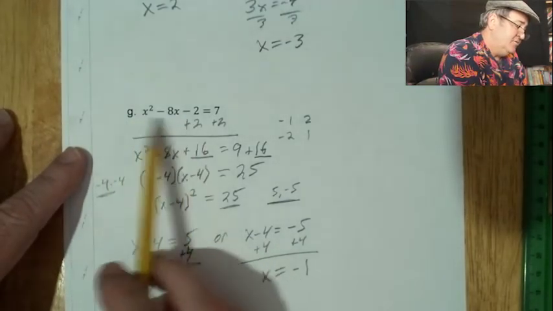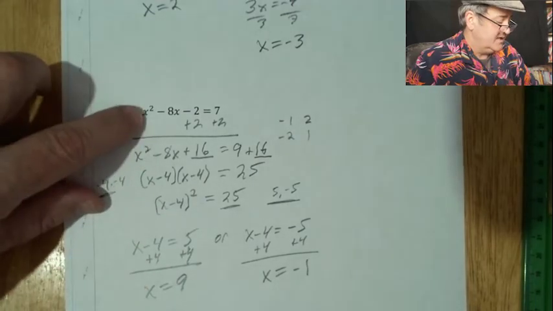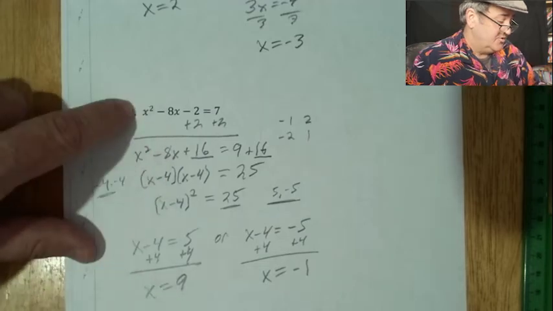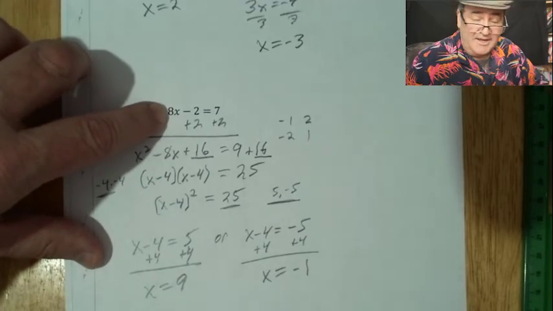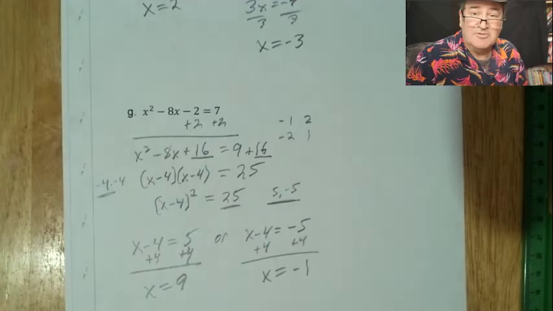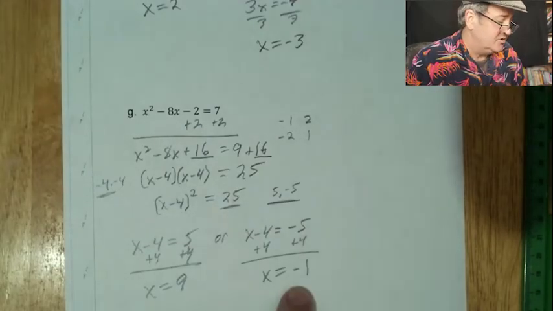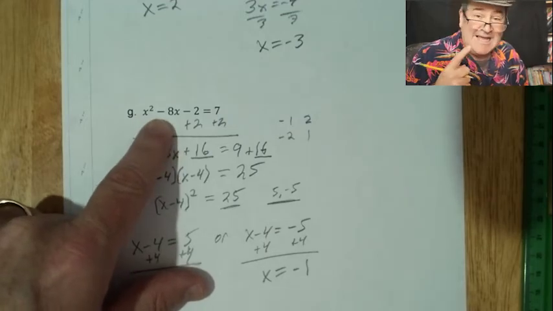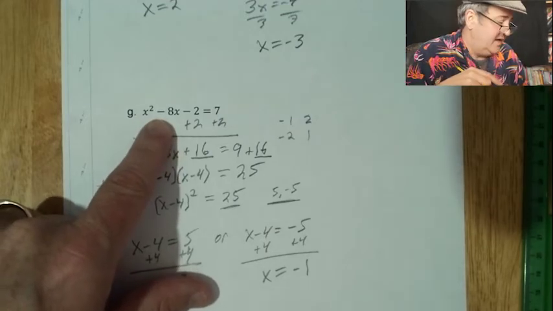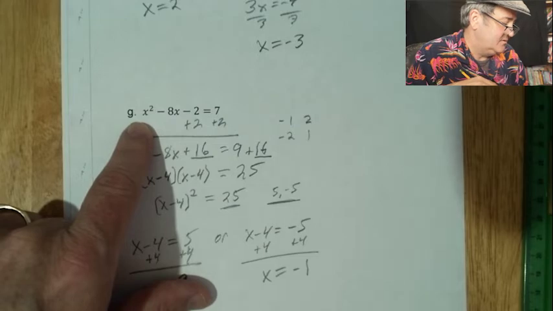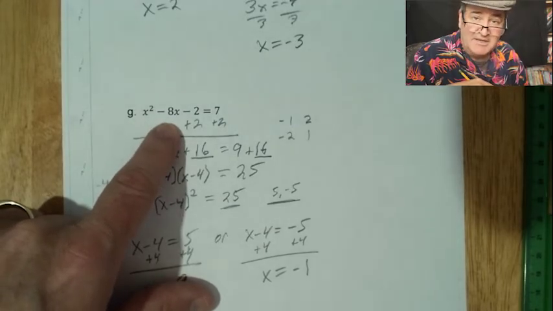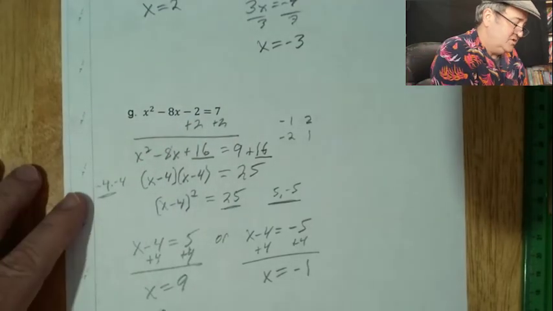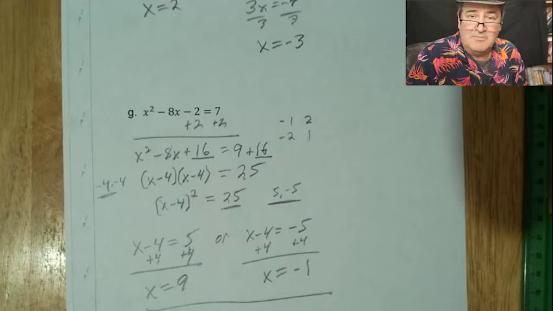If we take either one of those and substitute that in there, 9 times 9 is 81, minus 8 times 9 is 72. So 81 minus 72 is 9. Minus 2 more equals 7. 9's a solution. -1 also works. -1 squared is a positive 1. -8 times -1 is a positive 8. So positive 1 plus 8 is 9. Minus 2 is 7. So these are both solutions, which we got by completing the square.